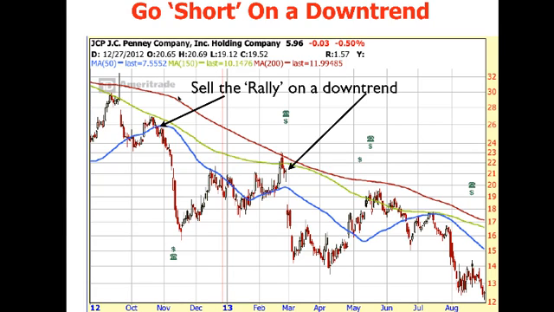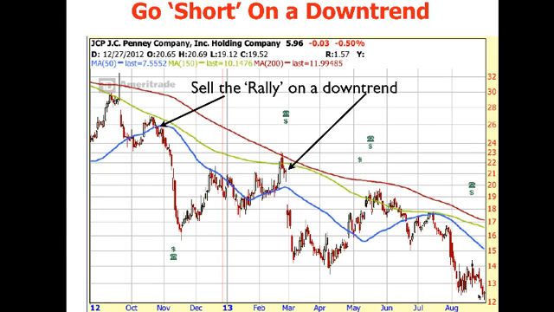So in the case of JCPenney, notice again the price patterns are very predictable. Every time the price rallies to the 150, it gets stuck there and comes back down. It goes up to the 50, finds a bit of resistance there but can break above it, hits the green again, and comes back down again. Hits the green, comes back down again.